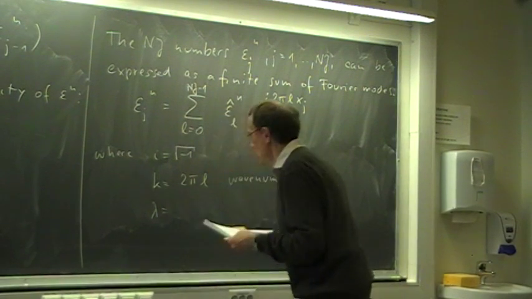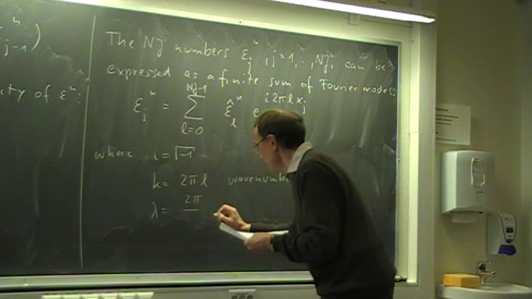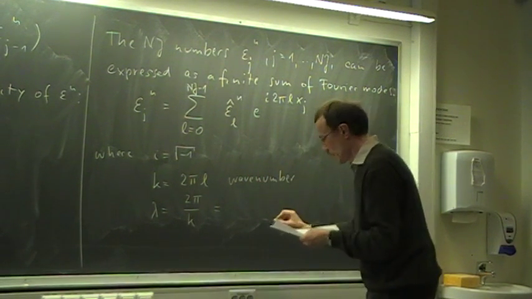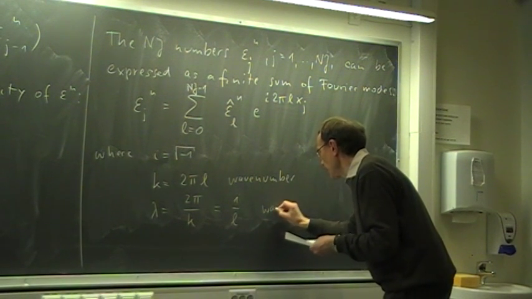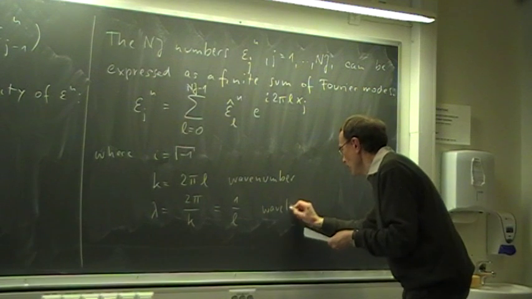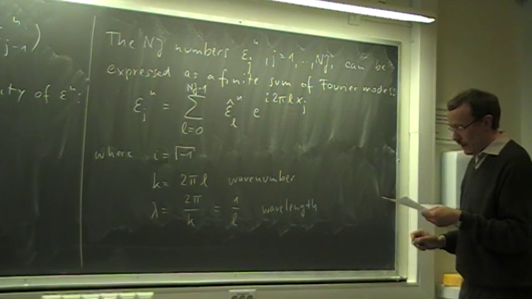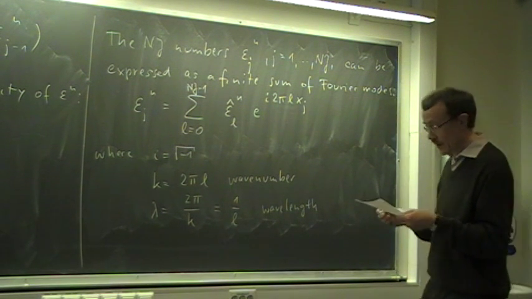And it is good to know what the wavelength is with respect to the wave number, that is 2 pi divided by k. So in our case it simply is 1 over l. That is the wavelength. And the epsilon hat, as I said, is the amplitude.